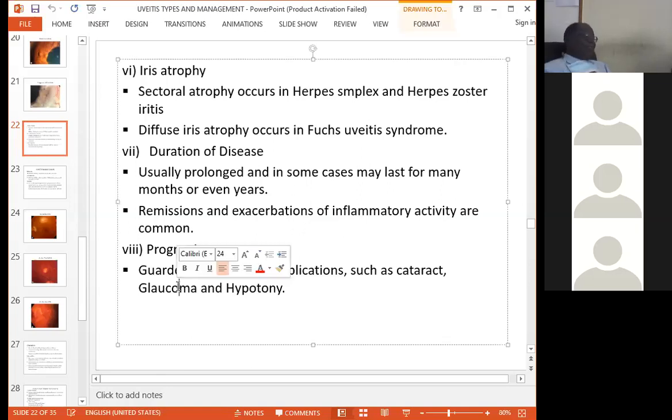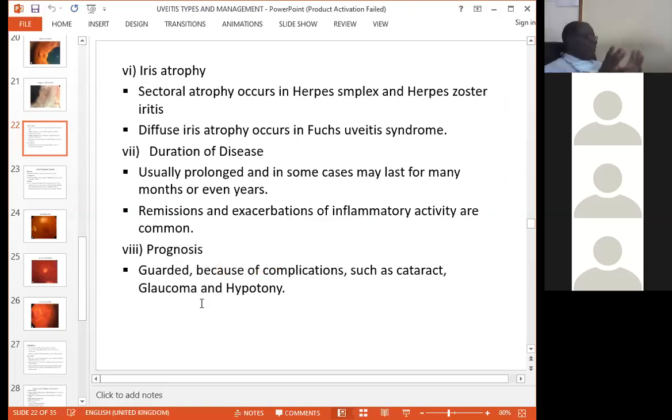Prognosis is guarded. When we say guarded, what that means is they are not sure of the outcome. Maybe not that everything will be bad, but you're not sure about the outcome. So what is the outcome? Guarded because of complications such as cataract. You may have cataract, you may have glaucoma, and you may have hypotony. So all these things can occur or may not occur.